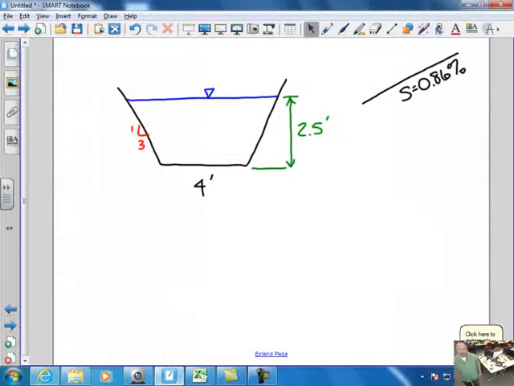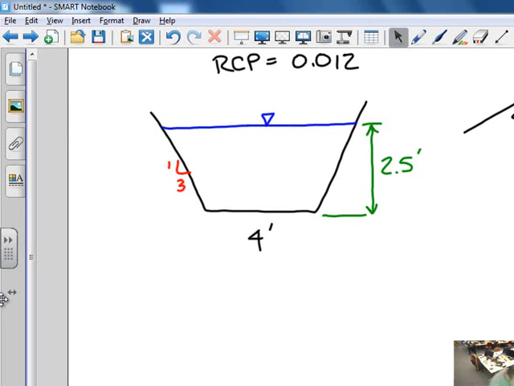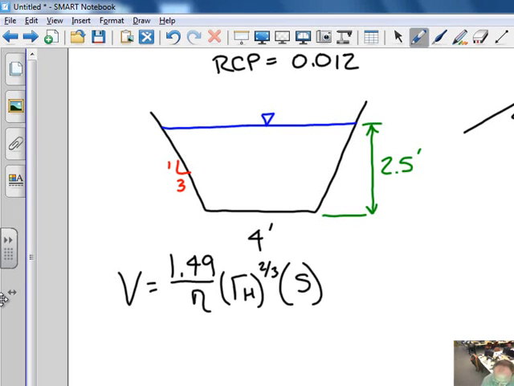So if we have a concrete channel, and let's just assume this is an RCP channel running at a 0.012 roughness, what would be my velocity? Well, first I need the equation. So I know that velocity is equal to 1.49 divided by n, hydraulic radius to the 2/3, my slope to the 1/2. We have the slope given to us. We have the roughness coefficient given to us. So what we need to figure out is the hydraulic radius, which is my area divided by my wetted perimeter.